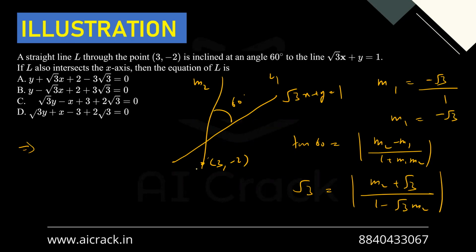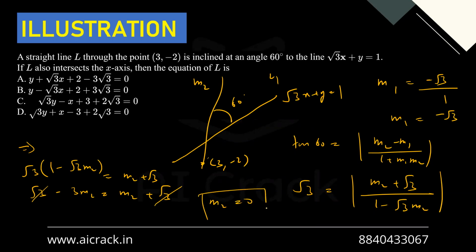So if I open the modulus with the positive sign, I'll be getting root 3 times 1 minus root 3 m2 equals to m2 plus root 3. So that would be root 3 minus 3 m2 equals to m2 plus root 3. So this gets cancelled out. So basically m2 equals to 0 over here.